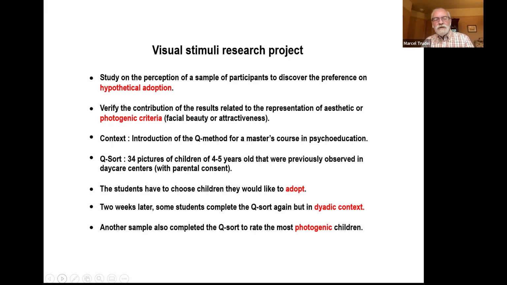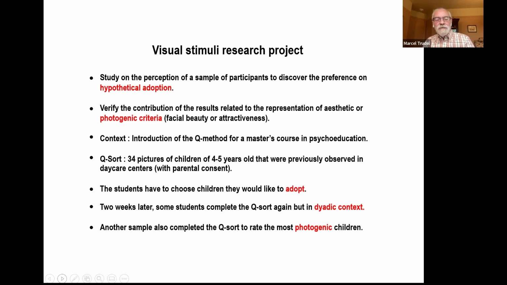So I verified the contribution of the results related to the representation of aesthetic or photogenic criteria, facial beauty or attractiveness. The Q-sort I developed uses 34 pictures of children of 4 or 5 years old, photographed in the daycare center I was talking about before, with parental consent, for sure. The students have to choose the children they would like to adopt. That was a master's course I gave, and I asked them to fill out my Q-sort.